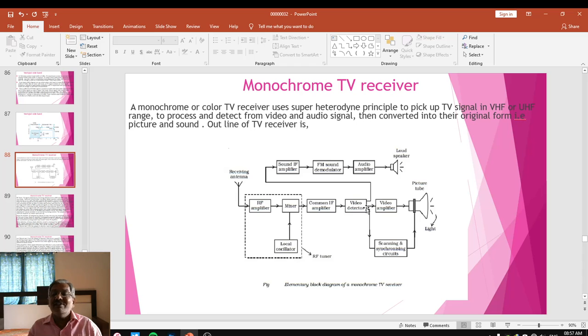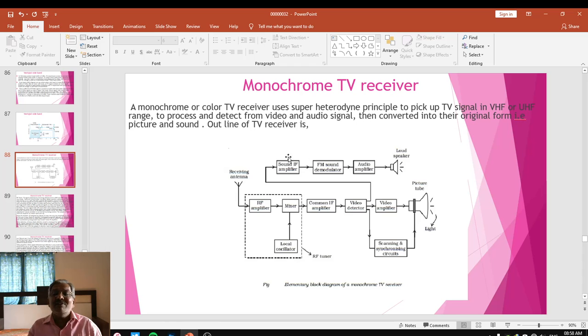Those sync pulses are also trapped and separated. Separated sync pulses are given to the scanning and synchronizing circuitry, whereas only the electrical signal proportional to the picture information is given to the video amplifier. Simultaneously, a trapped audio signal of 5.5 MHz is given to the sound IF amplifier. This sound IF amplifier is designed only to accept the IF of 5.5 MHz.